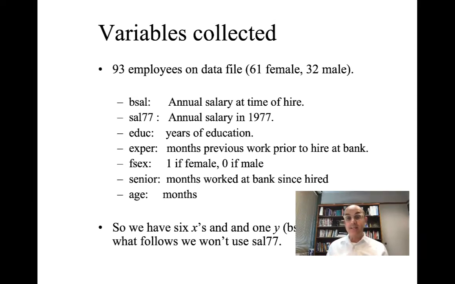The annual salary was measured at that time, in 1977, along with years of education, months of experience at the bank, and female or male. In this case, 1 is a female and 0 is a male. Seniority is how long the person worked in the bank, and age is in months. So basically we have 6 x variables and 1 y variable.